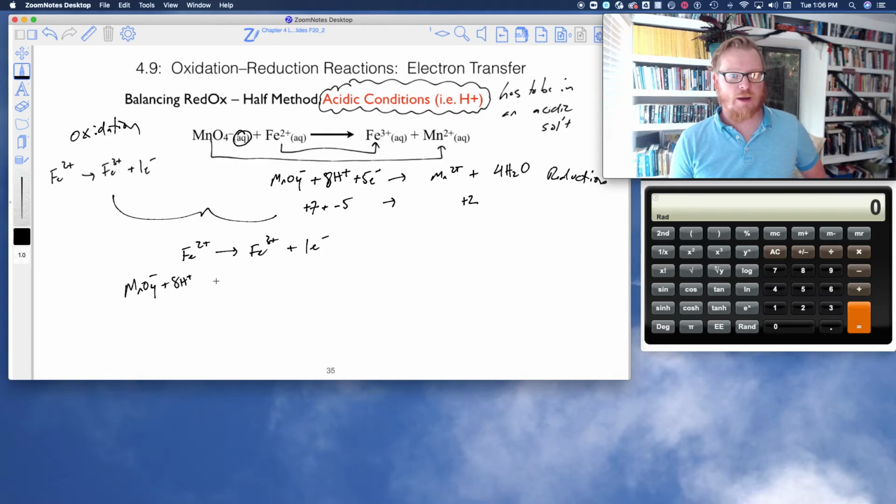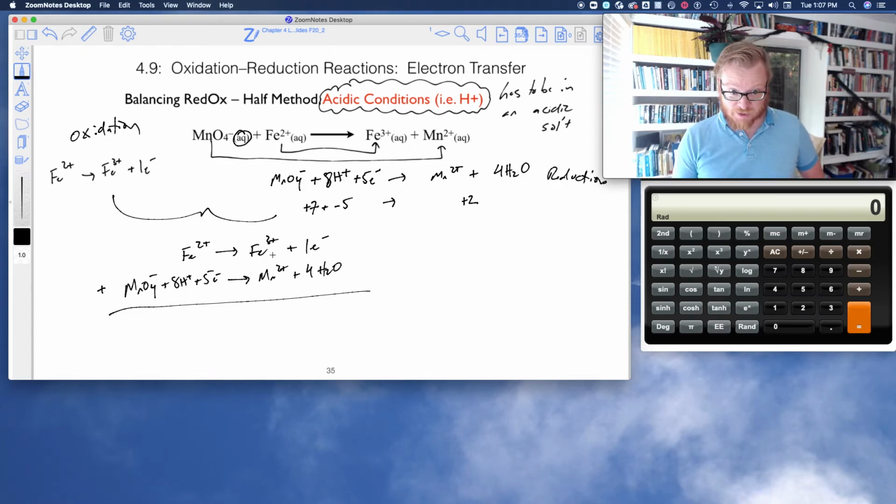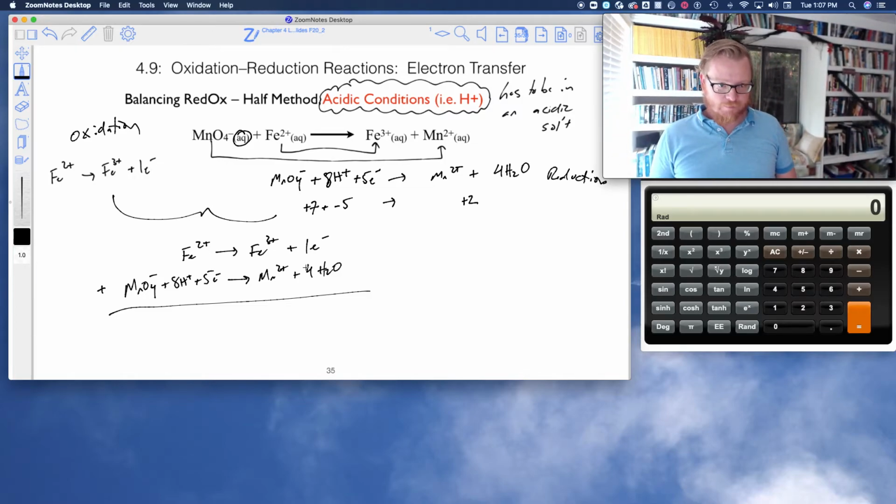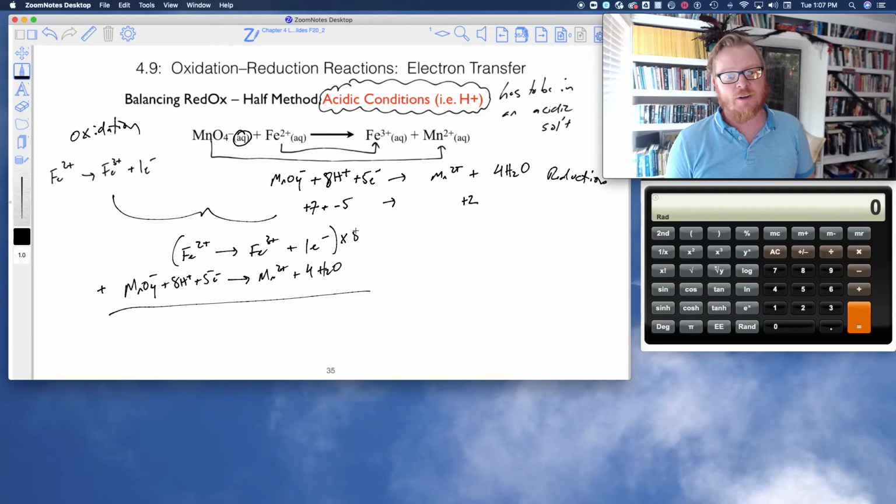Plus 8H plus 5 electrons. And that makes Mn2 plus 4 H2O. And hopefully what you can see, I hope you can see this, the electrons ended up on opposite sides, so that's how we know we're good. If your electrons end up both on the same side, you can't cancel them. So you did something wrong. But also, I have 5 on this side and 1 on this side. So the easiest way to balance that is to multiply this entire reaction by 5.